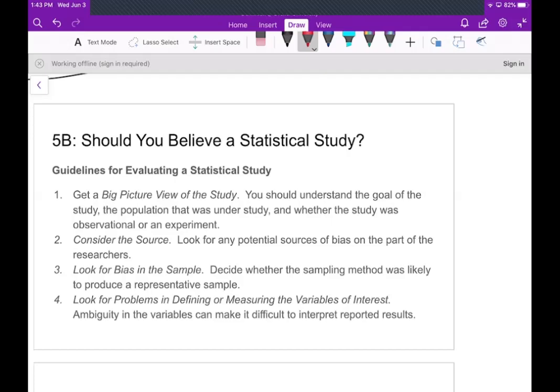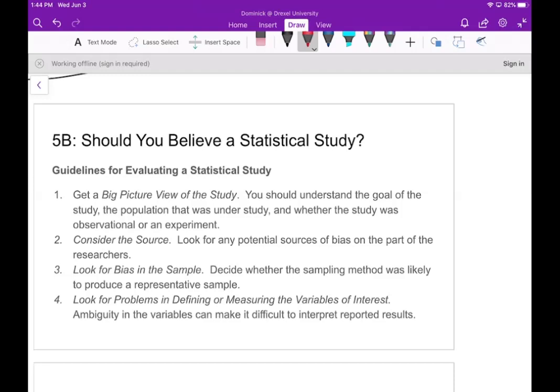Okay, guys, today we're going to talk about whether or not you should believe a statistical study, right? Now, there are several guidelines for evaluating a statistical study. So, the first one is to get a big picture view of the study. You should understand what the goal of the study was, the population that was under the study, and whether the study was an observational or an experiment.